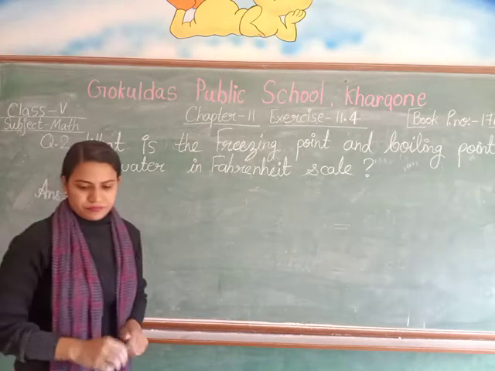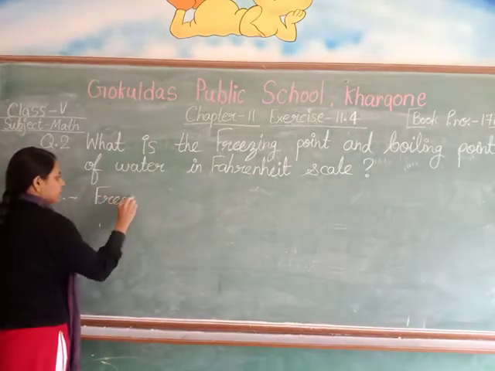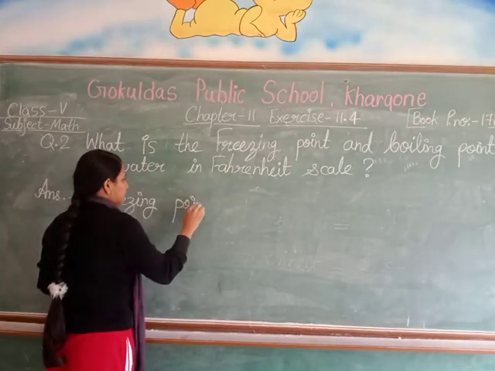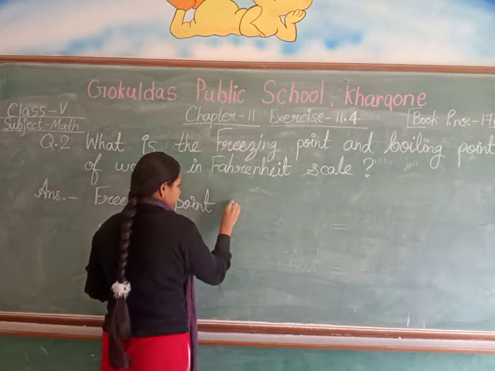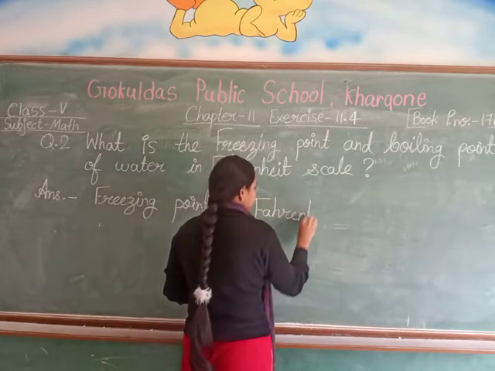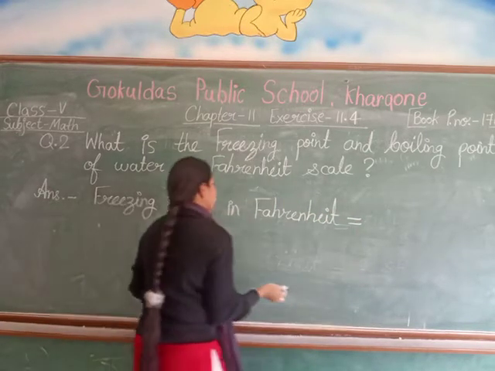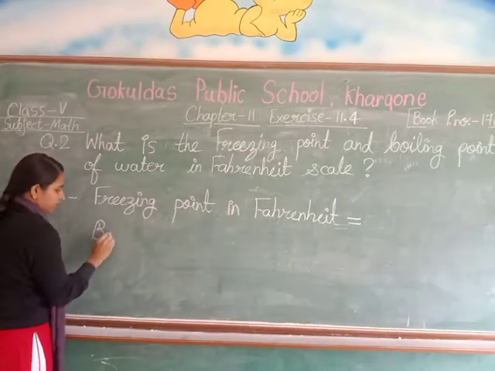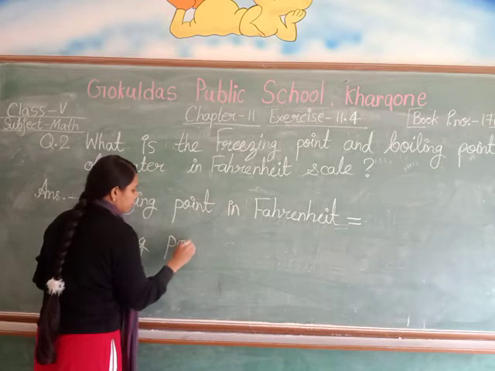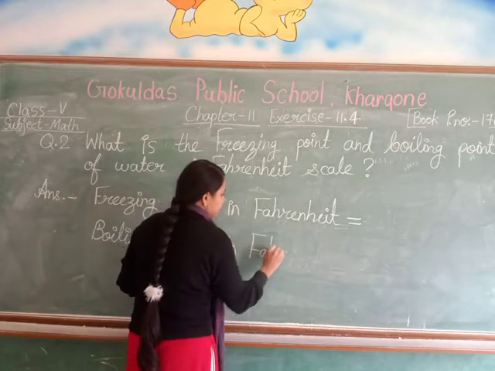Answer. Freezing point in Fahrenheit is equal to, and boiling point in Fahrenheit scale.